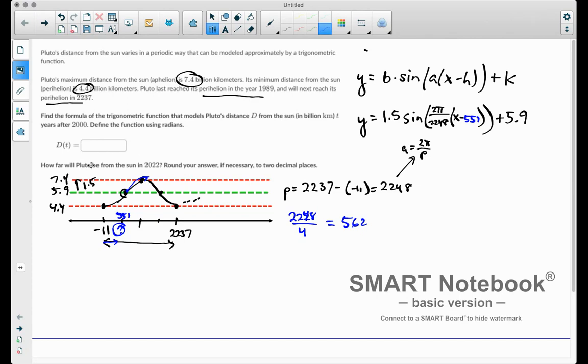Boy, it's going to feel awkward typing that all in. And then the second question is, how far will Pluto be in 2022? That's just putting x equals 22 into your equation. Make sure your calculator's in radians, and you should be good to go.